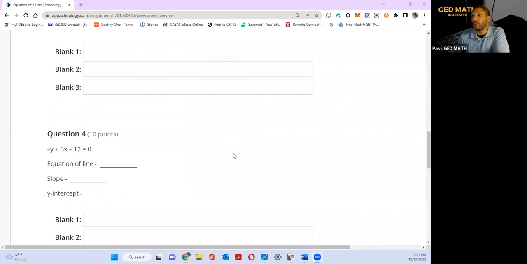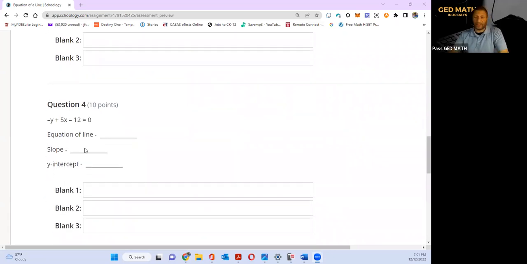Let's try one more. Look at this one. Let me make this bigger. Matter of fact, I'll write it over. Let's look at this one. And it's already past 7, so we're going to do this last one. Minus y plus 5x minus 12 equals 0.